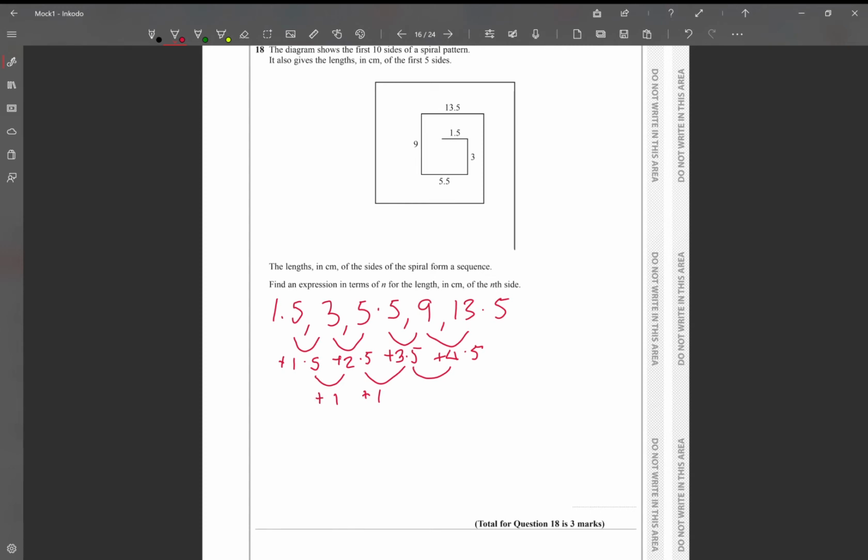Okay, so what we have to do with this, when it's a quadratic, we know it's a quadratic because the second difference is the same. We have to half this second difference. So half of 1 is obviously half, and that is going to be our n squared value. Okay, so we know it forms the half n squared sequence. Okay, so the n squared sequence is 1, 4, 9, 16, 25.